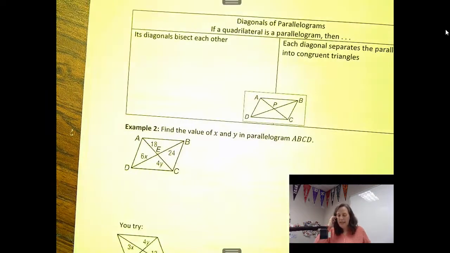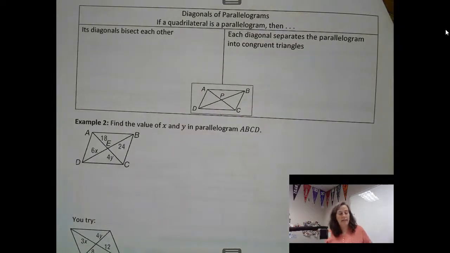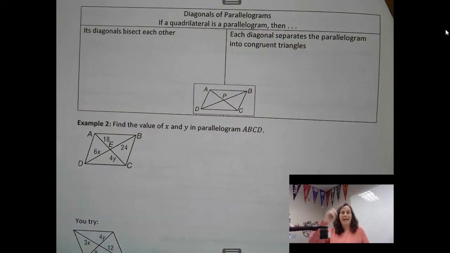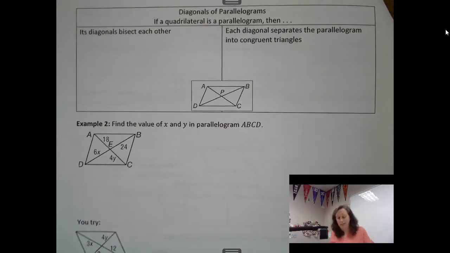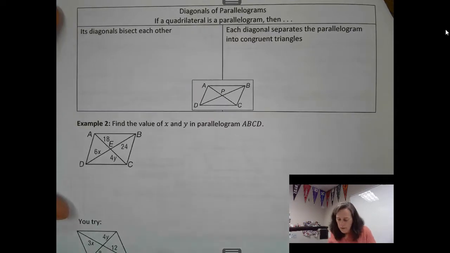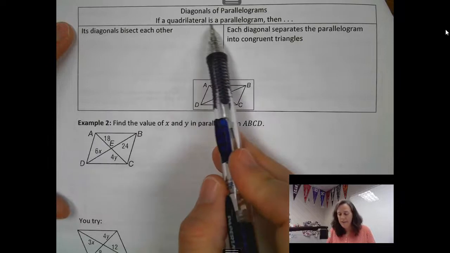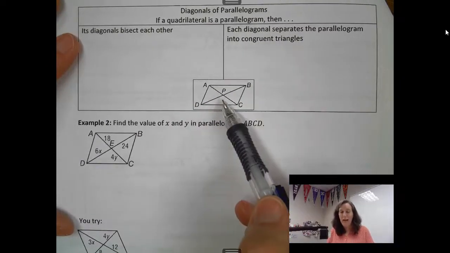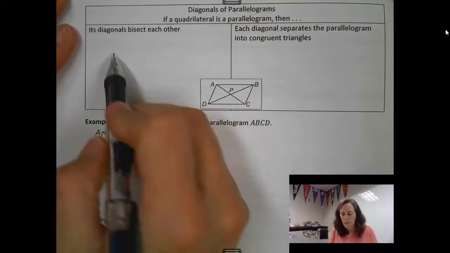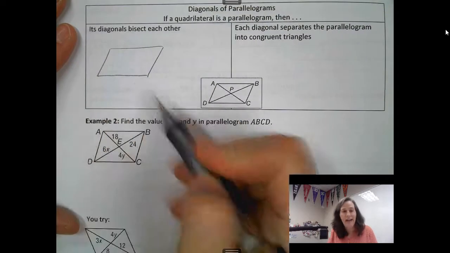Okay, still parallelograms. We want to look at the diagonals. And we talked a little bit about diagonals in our last video when we were drawing diagonals across the polygons to see how many triangles we could make. For a parallelogram, if a quadrilateral is a parallelogram, then its diagonals bisect each other. Do you remember what bisect means? Cuts them exactly in half.